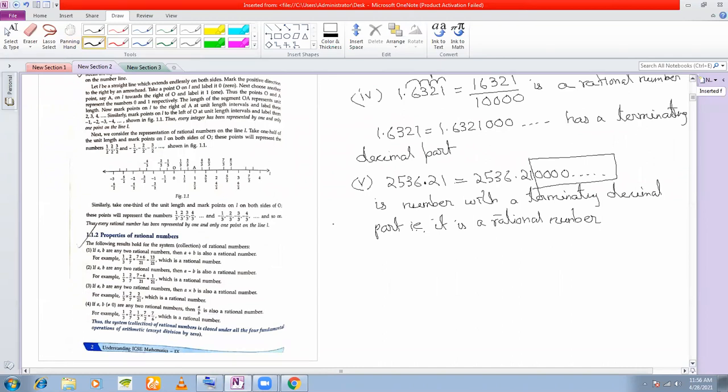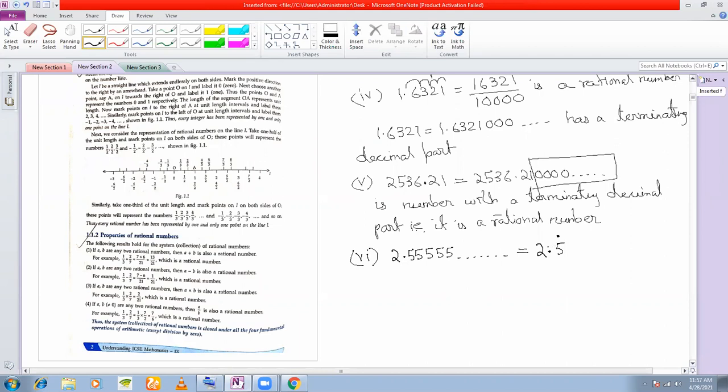Let me give you some more examples. This time, not only terminating, but also recurring decimal part. Do you know what a recurring decimal part of a number is? Suppose I give you a number like 2.5555, and this will continue indefinitely, any number of fives after the decimal. You must have done this in your earlier classes. This is written as 2.5 with a dot above 5.